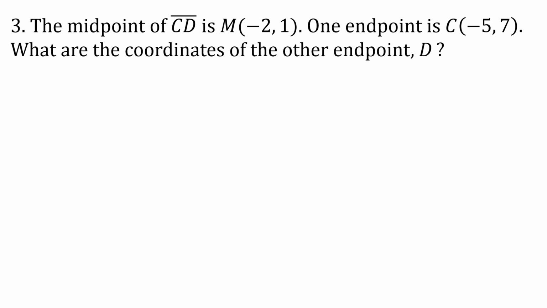All right, so once again, increasing in difficulty. This time it says the midpoint of the line segment CD is M, which is the point negative 2, 1. So they're telling you the midpoint. One endpoint of that line segment is C, which is the point negative 5, 7. What are the coordinates of the other endpoint, D?